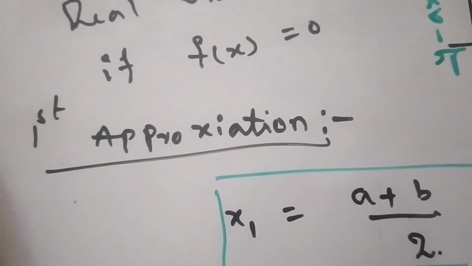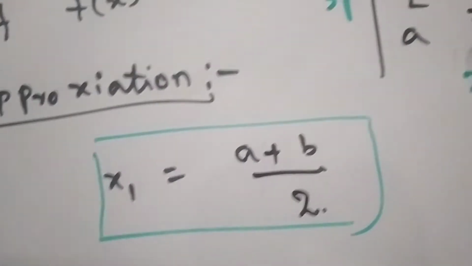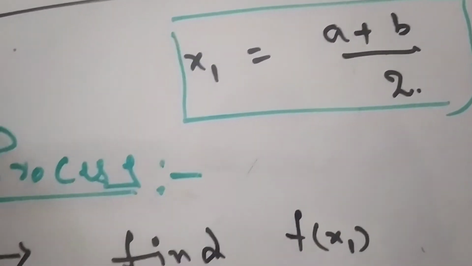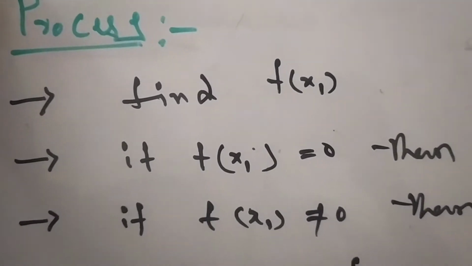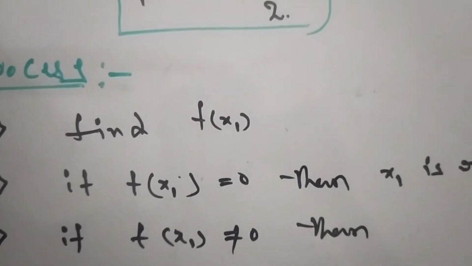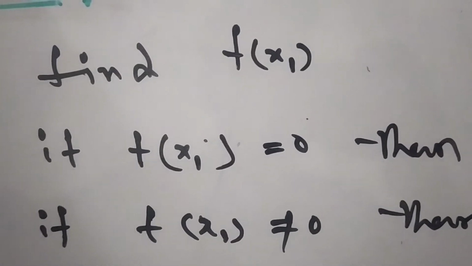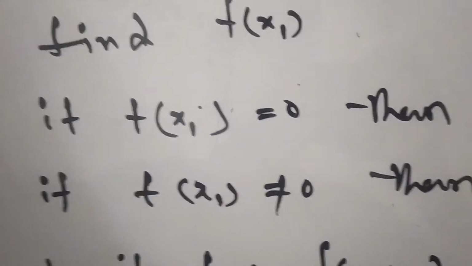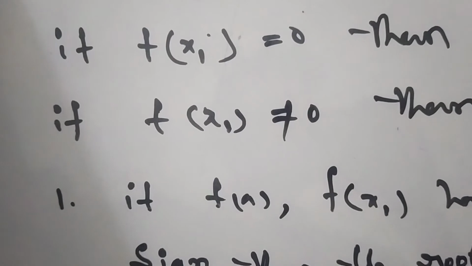Here the first approximation x1 equals (a plus b) by 2, that means the average of the interval. The procedure: first find x1. If f(x1) equals 0, then x1 is the root, that is the answer. If f(x1) does not equal 0, then there are two processes for finding the root.